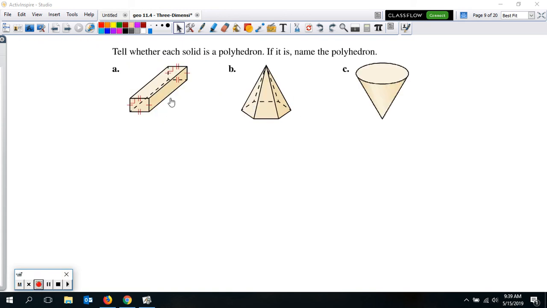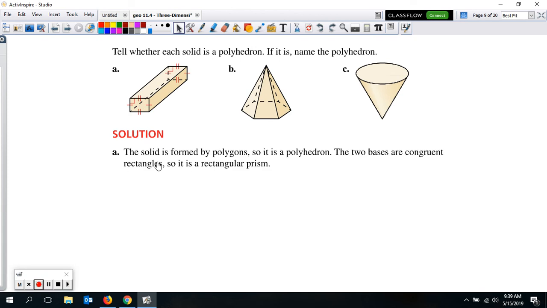So let's look at these three here to tell whether each solid is a polyhedron. Letter A right there, there are no curves. So if there are no curves, it would be a polyhedron. It says name the polyhedron. So we can name it here. It is a polyhedron.